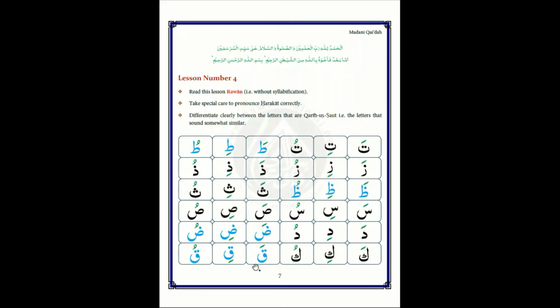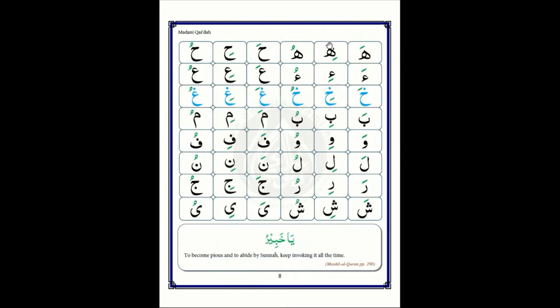because this letter belongs to the classification of 7 letters, that is huroof mustaliya. Qaf zabr qa, qaf zir qi, qaf pesh qu. Ha zabr ha, zir hi, pesh hu. Ha zabr ha, zir hi, pesh hu. See the difference between these two. Then hamza zabr a, hamza zir e, hamza pesh u. See the difference between hamza and ain. Ain zabr a, ain zir i, ain pesh u.